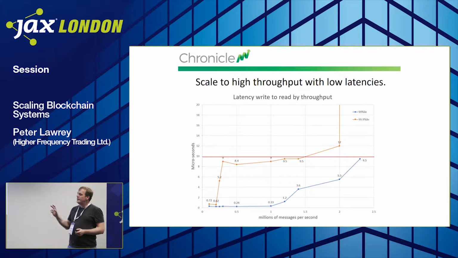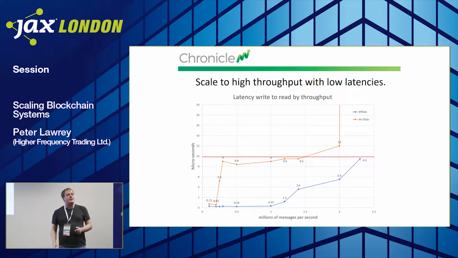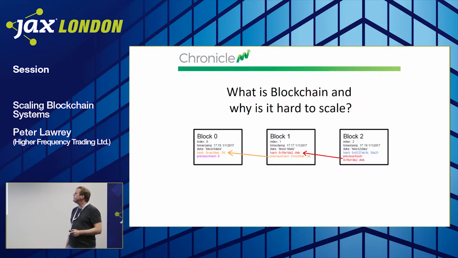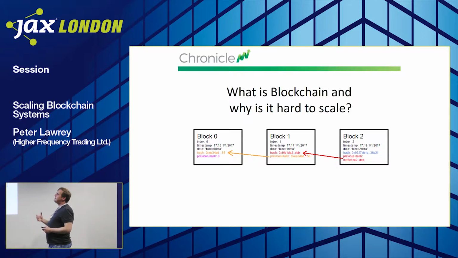So it was something of an interest of mine: why is it that blockchain can't be a lot faster than it is? What are some of the inherent reasons why it is slower? So what is blockchain and why is it hard to scale?